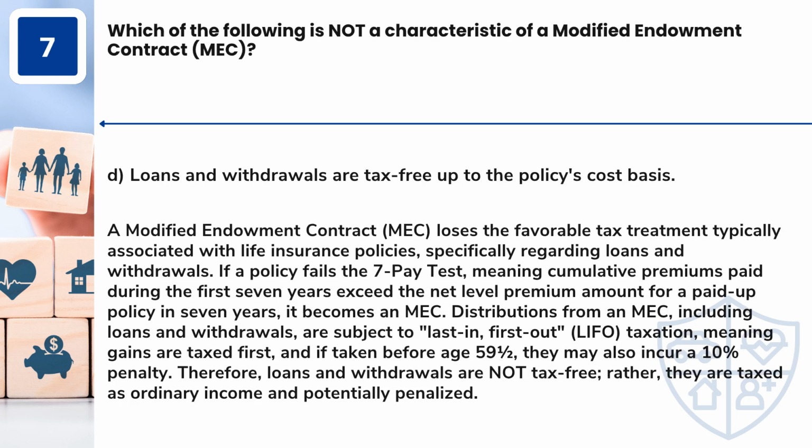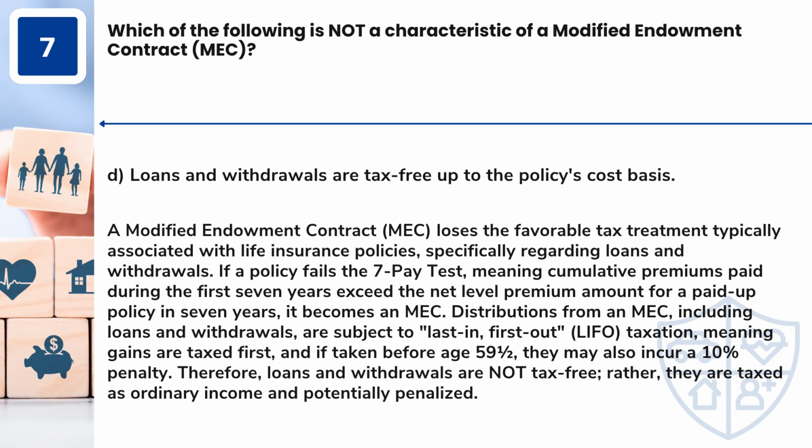Answer: D. Loans and withdrawals are tax-free up to the policy's cost basis. A modified endowment contract, MEC, loses the favorable tax treatment typically associated with life insurance policies, specifically regarding loans and withdrawals. If a policy fails the 7-pay test, meaning cumulative premiums paid during the first 7 years exceed the net level premium amount for a paid-up policy in 7 years, it becomes an MEC.